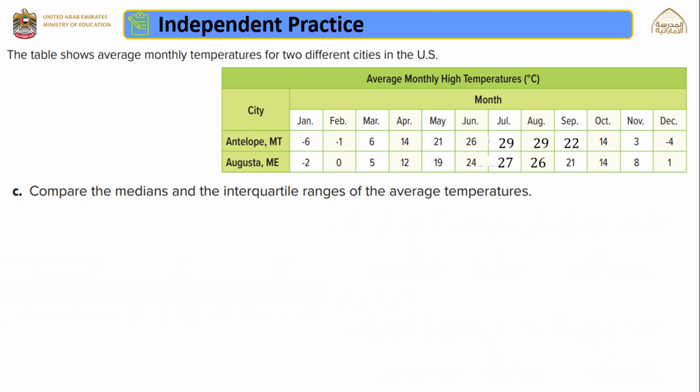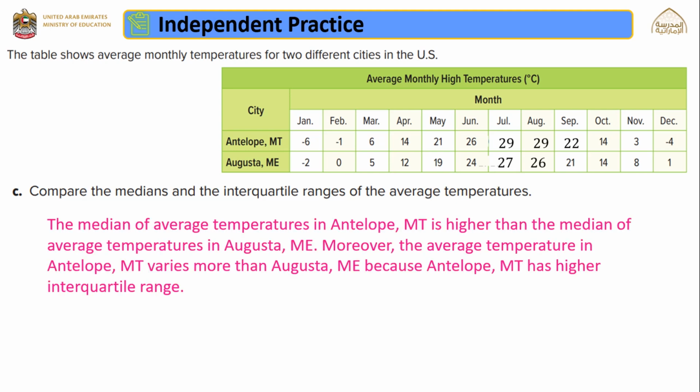C. Compare the medians and the interquartile range for the average temperatures. The median of average temperatures in Antelope, Montana is higher than the median of average temperatures in Augusta, Maine. Moreover, the average temperature in Antelope, Montana varies more than in Augusta, Maine because Antelope, Montana has a higher interquartile range.